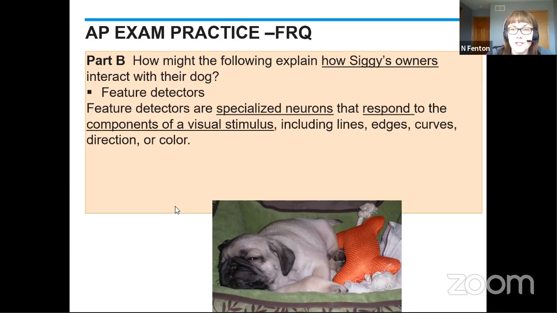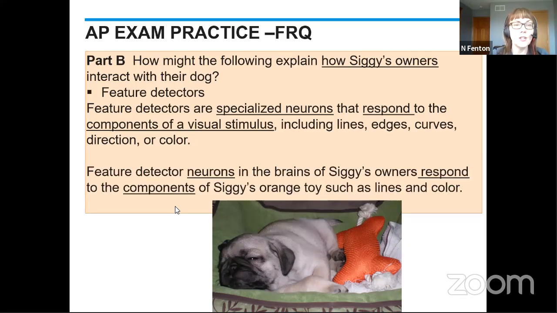So feature detectors, these are specialized neurons, right? So they have to be in the brain. Where students might go wrong here is mentioning feature detectors in terms of like the eye or the retina. These are definitely neurons and they're in the brain. So you're going to want those key pieces from that definition, that they're neurons, that they respond, and that they respond to components of an image.